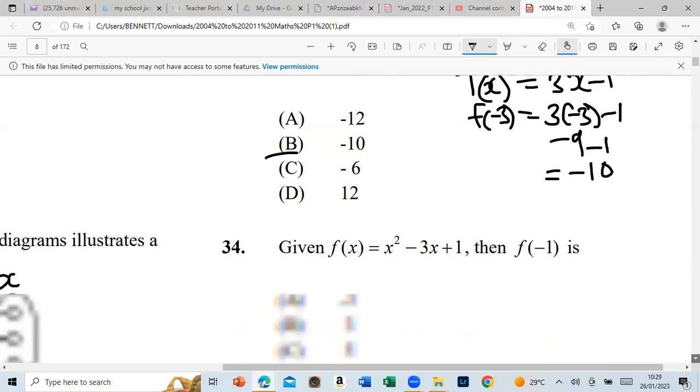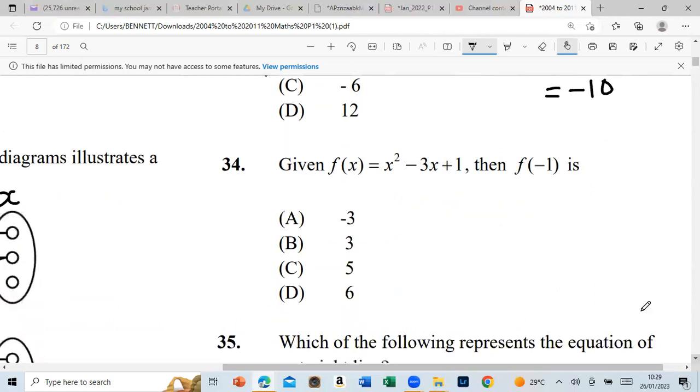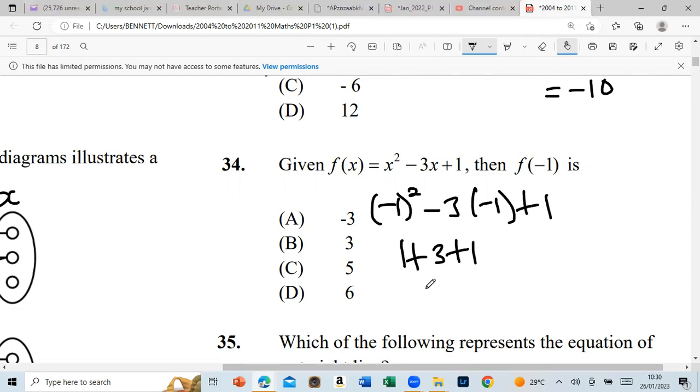Let's go to this one now. Given f of x is equal to x squared minus 3x plus 1, and we're asked to find f of -1. So anywhere we see x, we're gonna put -1. So we have -1 squared minus 3 times -1. I just showed this up there, so I got it. Negative times negative, positive. Negative times a positive. Alright, so clearly it's gonna be 5. So that is 5.